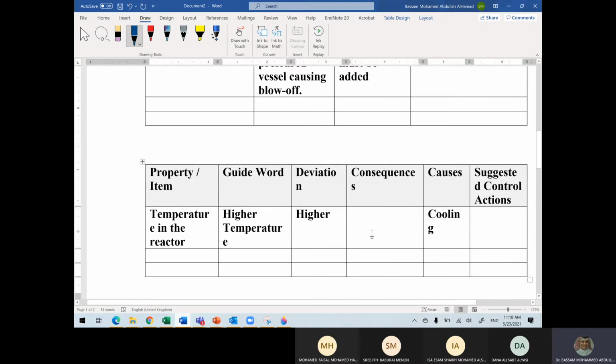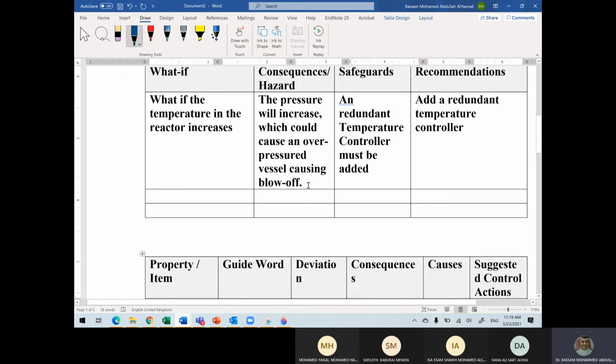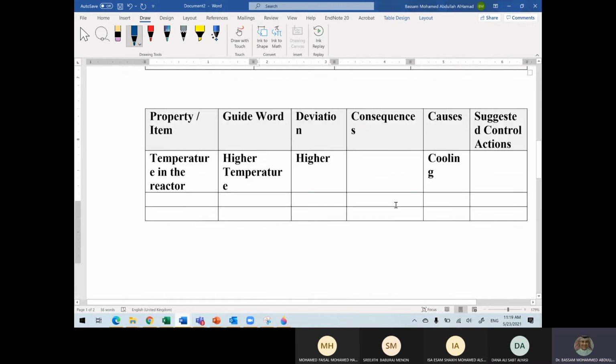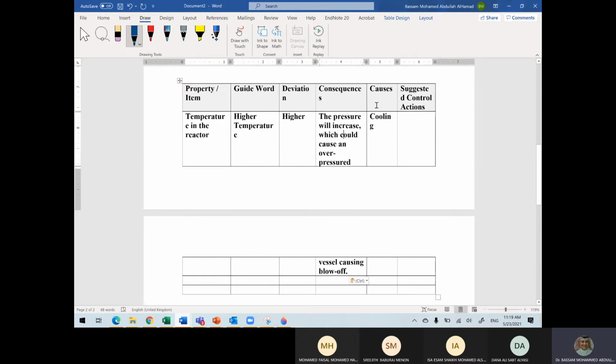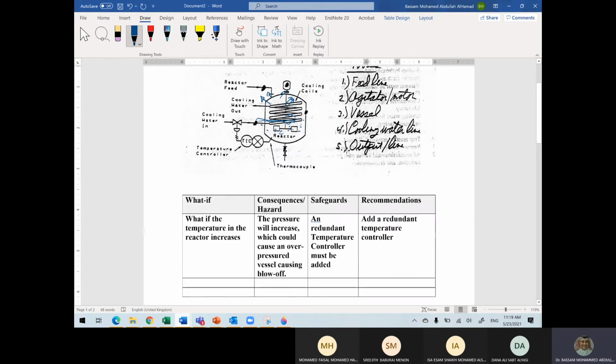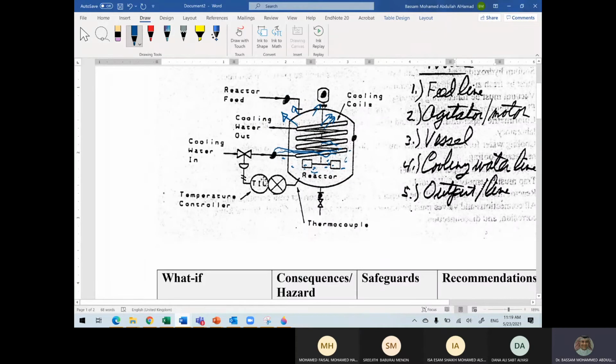Okay, now going to the hazard study. If I'm writing the same thing, what are the consequences? The consequences, I'm going to write this. Okay, so I'm putting the consequences. The causes, what are the causes? Now going back to the same figure, what are the causes? The causes could be, let me go before that, the temperature controller.